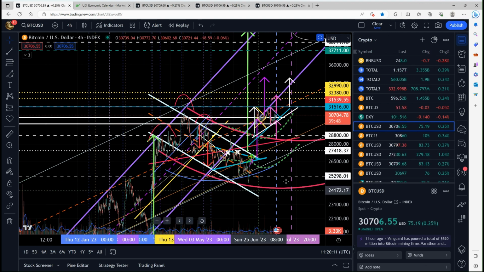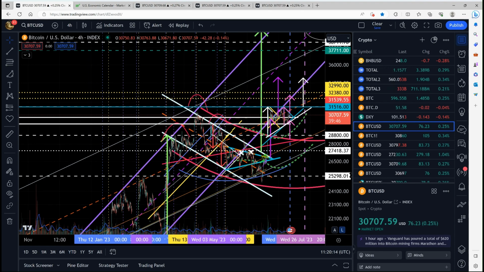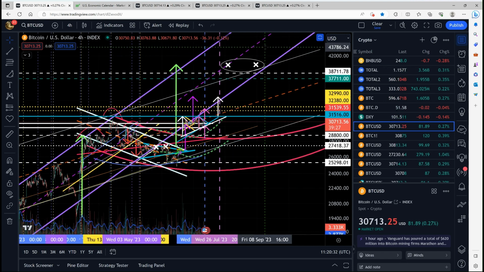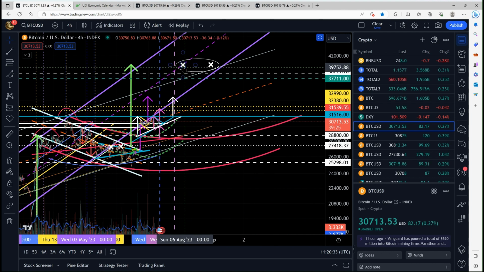It would indicate that this breakout would occur here. Here's our pole, and I put our pole over there. That target is about 40,000, just over $40,000. Now I estimate that we hit that sometime in August over here.